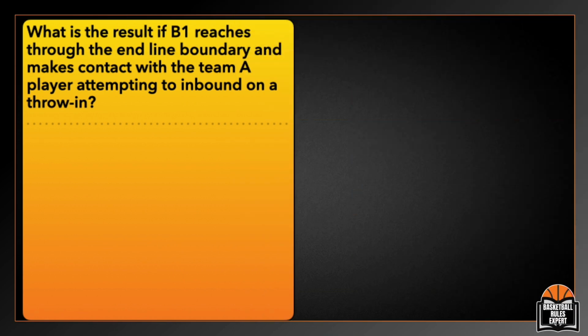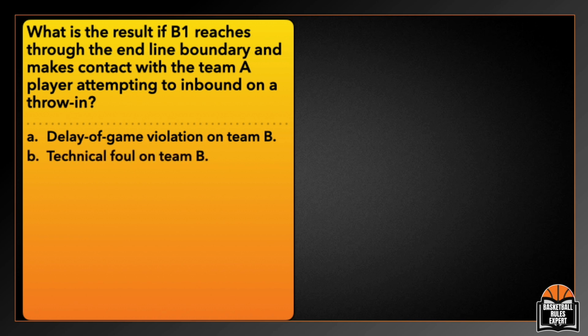What is the result if B1 reaches through the end line boundary and makes contact with the Team A player attempting to inbound the ball on a throw-in? A, delay of game violation on Team B. B, technical foul on Team B. C, intentional foul on B1. And D, a legal play.